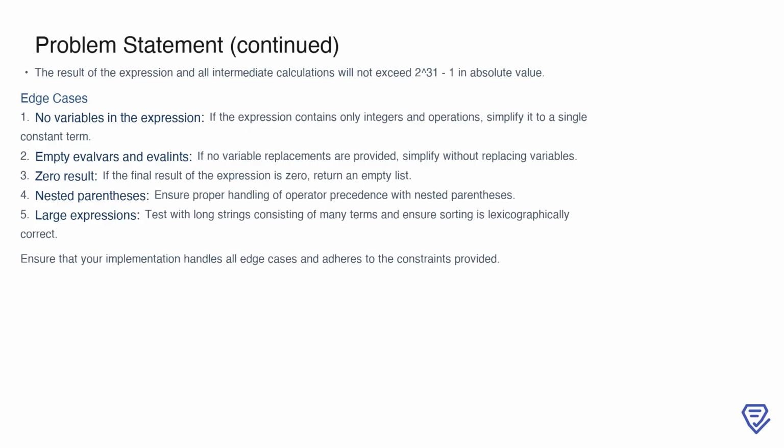There are several edge cases to consider. For instance, if the expression contains only integers and no variables, the result should simplify to a single constant term. If no known variable values are provided, we must simplify the expression while leaving the variables untouched. Additionally, if the final result of the expression is 0, the output should be an empty list. Nested parentheses require careful handling to ensure that operator precedence is maintained, and large expressions with many terms must be correctly simplified and sorted lexicographically. By addressing these edge cases and adhering to the constraints, we can build a robust solution to this problem.